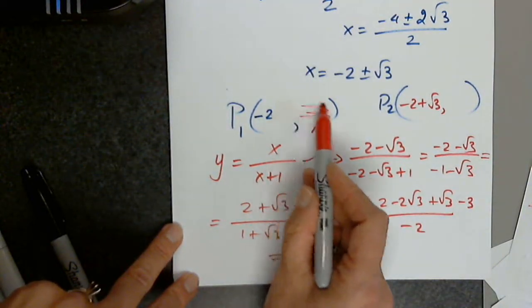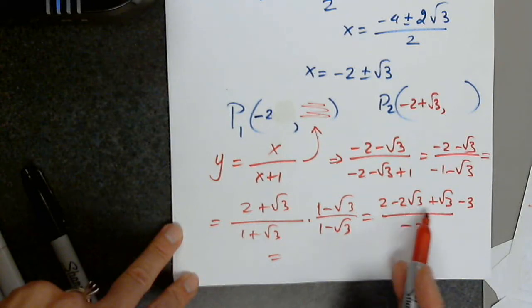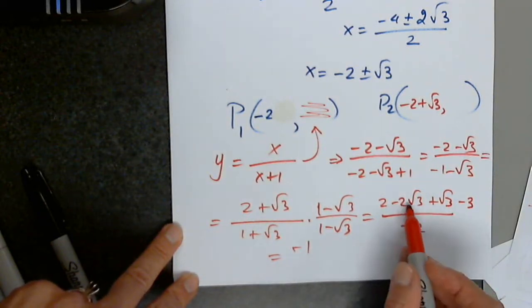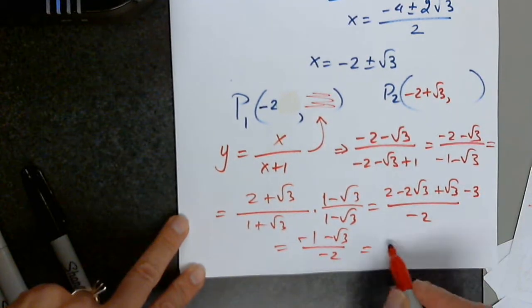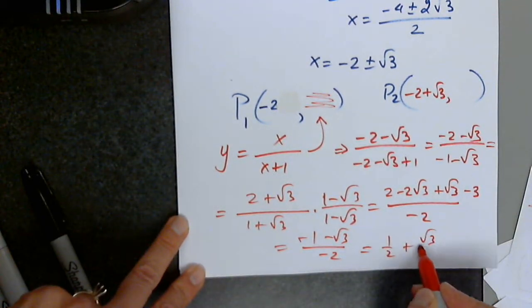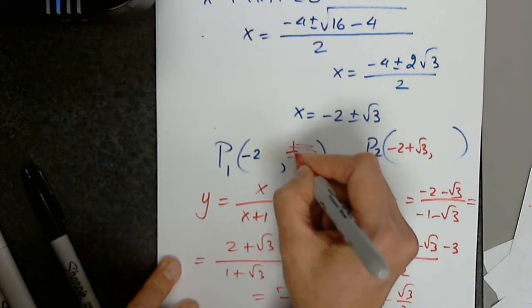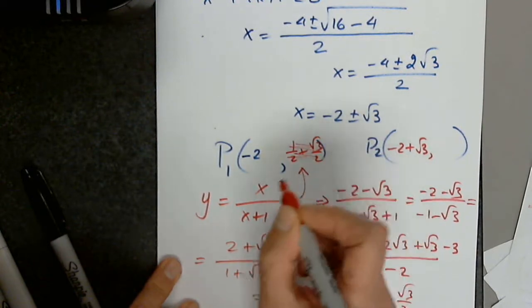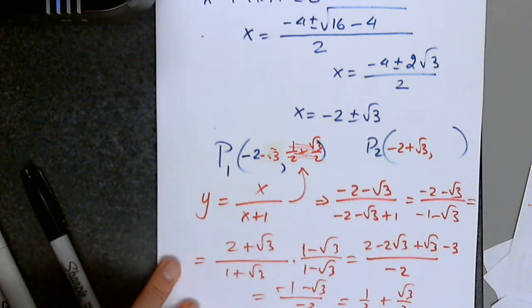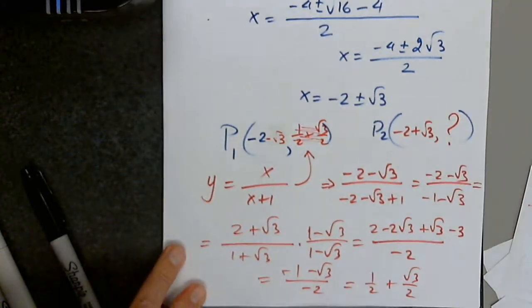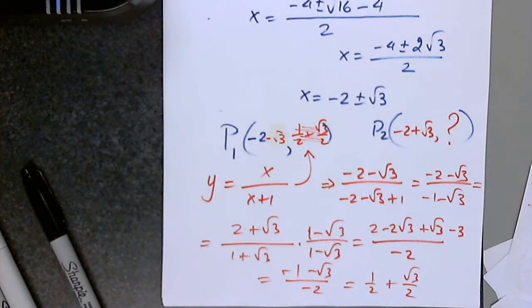So this is one value here that I'm trying to find. So this is negative 1 minus the square root of 3 over negative 2, or 1/2 plus the square root of 3 over 2. So this is 1/2 plus the square root of 3 over 2, and this was minus the square root of 3. In the same way, I determined the other one. So those are the 2 points.